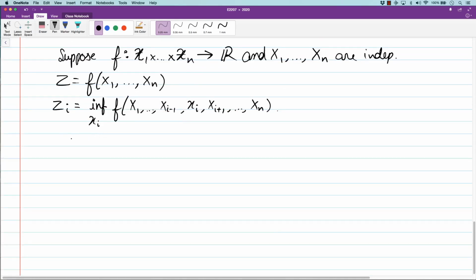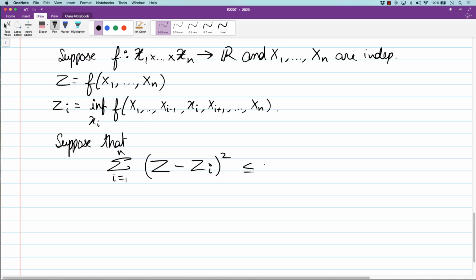So suppose we assume that the summation over i equal to 1 to n of z minus zi, squared, which is non-negative, is less than or equal to v.